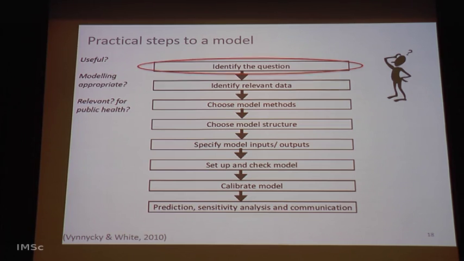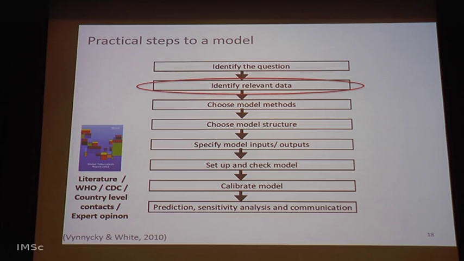So then the second step, so this is one that I think is slightly unusual in terms of putting it so high up in this process, but I would argue that if you had an infectious disease model and you don't have any information about the parameters, or you don't have any information about the incidence or prevalence of the disease, or you don't have any information, for example, relating to age-specific incidence, then you can't answer a question about what the past prevalence was or what the impact of your intervention will be if you don't have the data to know what's happening at the moment. So obviously, the main sources for the data are the scientific literature, but also WHO, CDC, country-level contacts, and expert opinion.